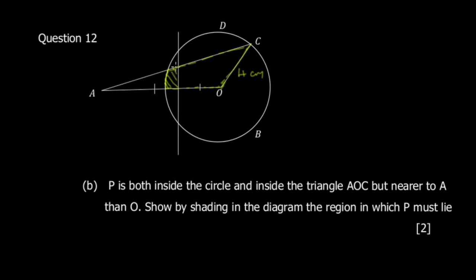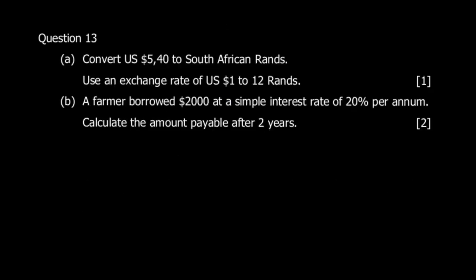This line is what separates the two regions. These points, they'll be nearer to O than A. These points, they'll be nearer to A than O. So this is the region that you're supposed to shade. Let's move to the next question.